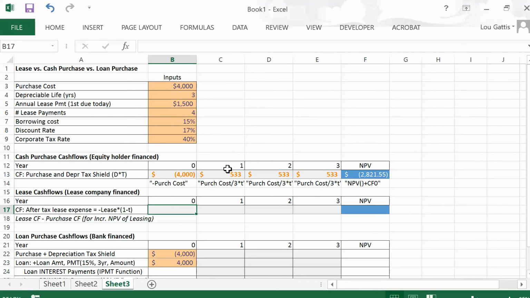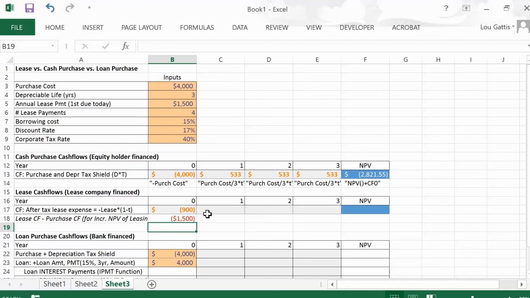Now on this lease, the way it's structured is you pay $1,500 today. However, after tax, that's only going to cost you $900. All right, so in some sense, it's like another tax shield. By having any expense, you're going to shield the corporation from taxes. So the after-tax cost is $900. One way of thinking about that is that $900 really has 2 components.